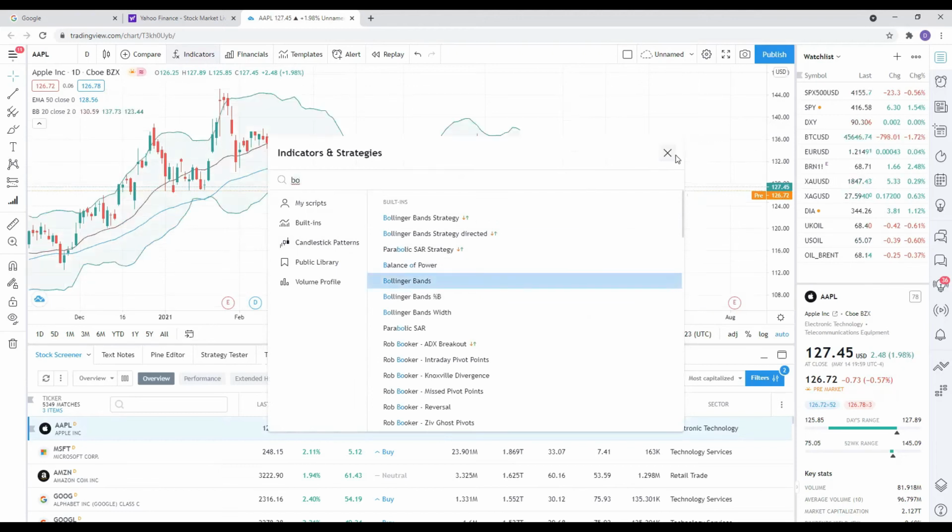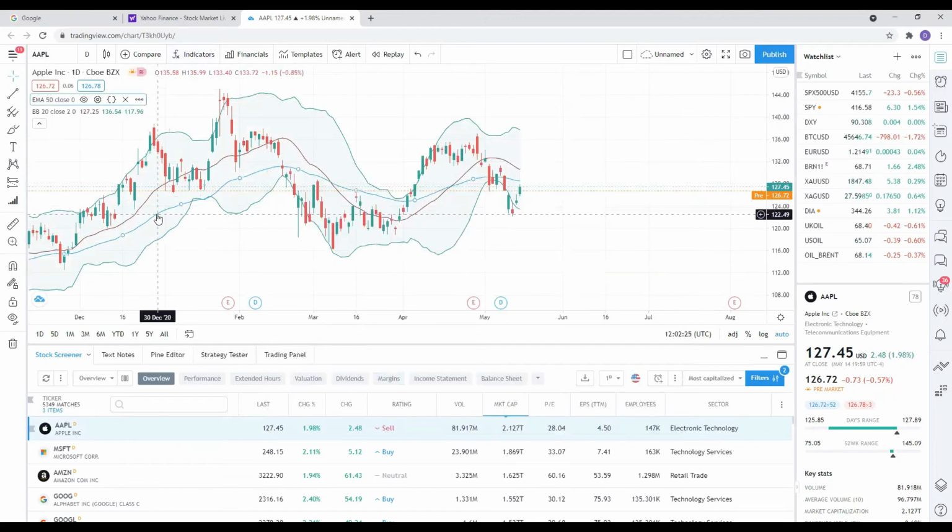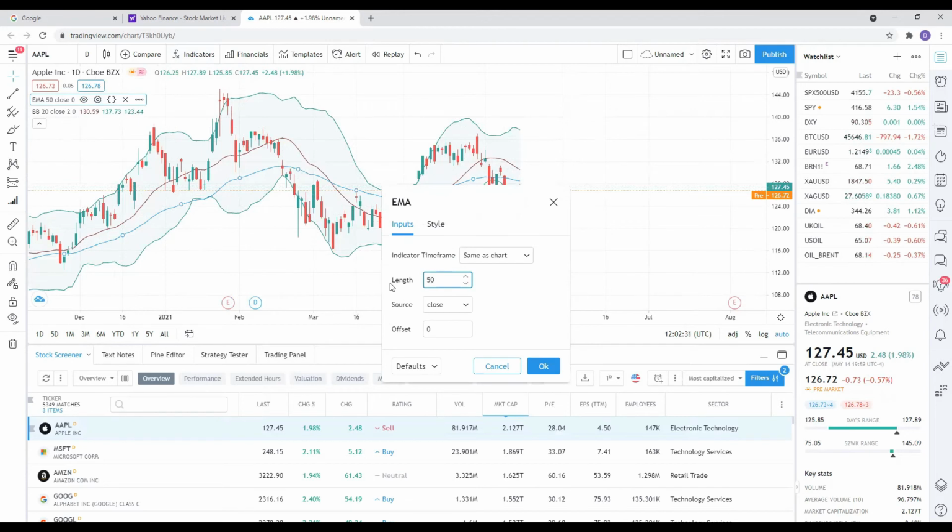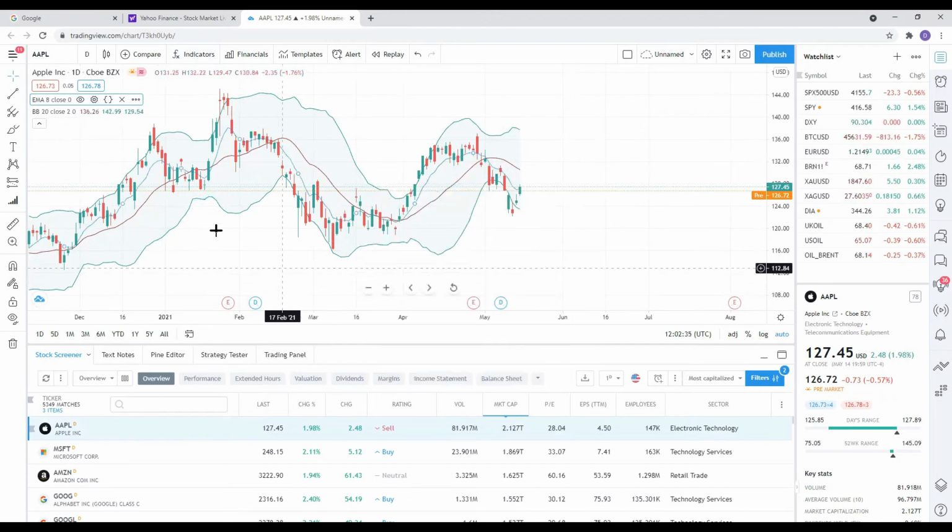Bollinger Bands. I already have the moving average. So let me change the moving average from 50 point to 8 point. And let me get the RSI.